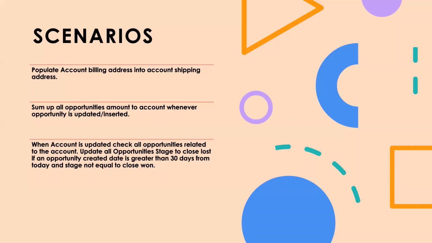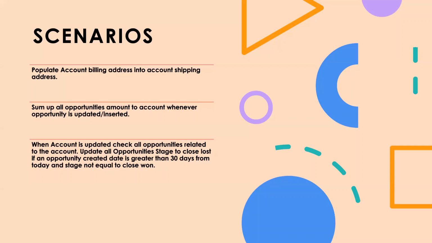So you have to put one criteria and update one field. The criteria is that you check the opportunity creation date. If it is more than 30 days from today, then the criteria is verified, and if it comes as true, then you have to update the opportunity stage. So these are the 3 scenarios which we'll go ahead and implement. Let's get started with the first one.